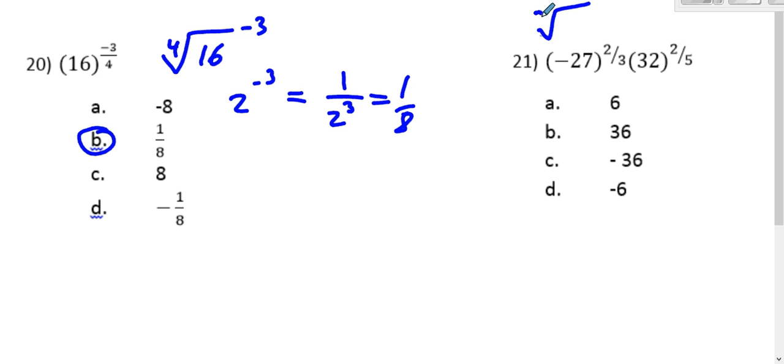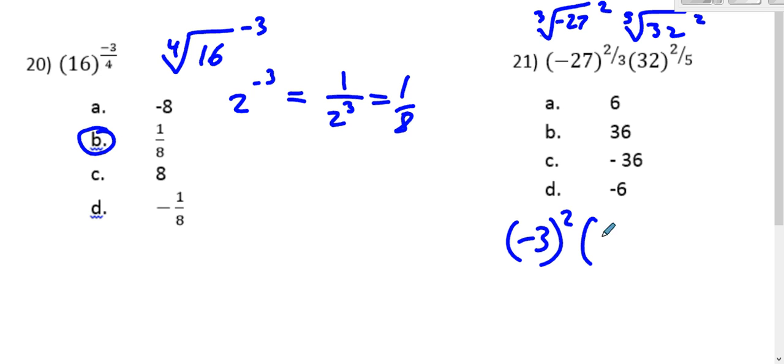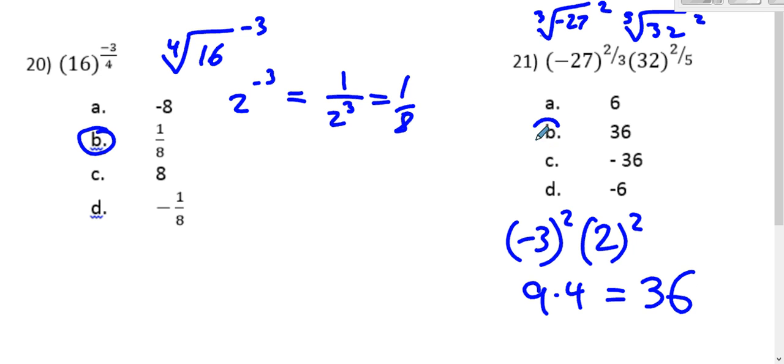That means cube root, negative 27, squared. This means 5th root, 32, squared. So you get a cube root of negative 27, so you get negative 3. Then you do the 5th root of 32, it's 2. Negative 3 times negative 3 is 9, and then 2 times 2 is 4. 9 times 4, 36.